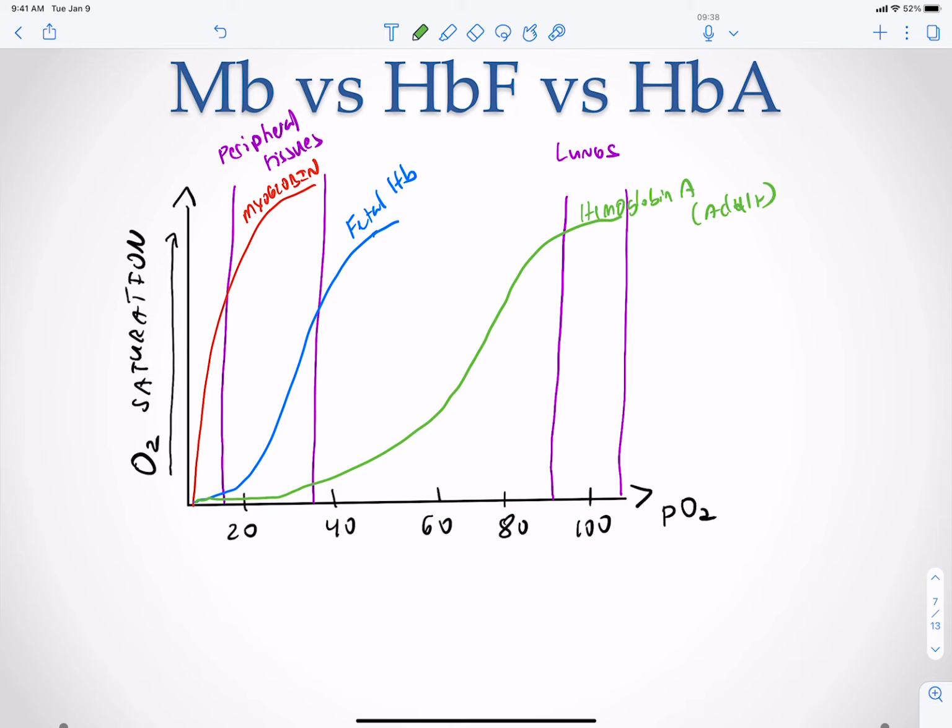Okay, so hemoglobin A picks up oxygen in the lungs. That's where it gets saturated. Fetal hemoglobin is going to get saturated in the tissues because it doesn't need to get to the lungs. It has to get oxygen to the fetal tissues. And then myoglobin is going to get saturated in the tissues because it wants to store oxygen. So that's where it gets saturated.